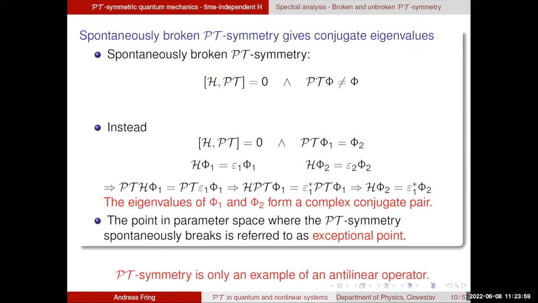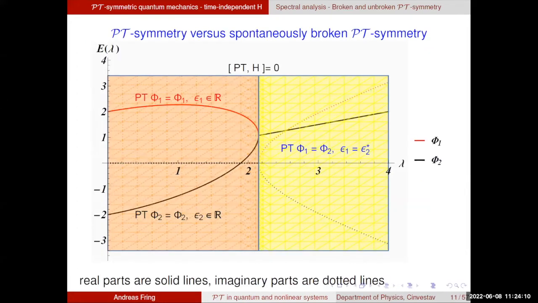And also, I stress again, PT is just an example of an antilinear operator. It can be any other antilinear operator. So this is the general picture you have. Here's the PT regime. You have real eigenvalues, and then they join up here, and they become complex conjugate. The dotted line is the imaginary part. They share the real part, still the eigenvalues, but they also now have complex conjugate parts.